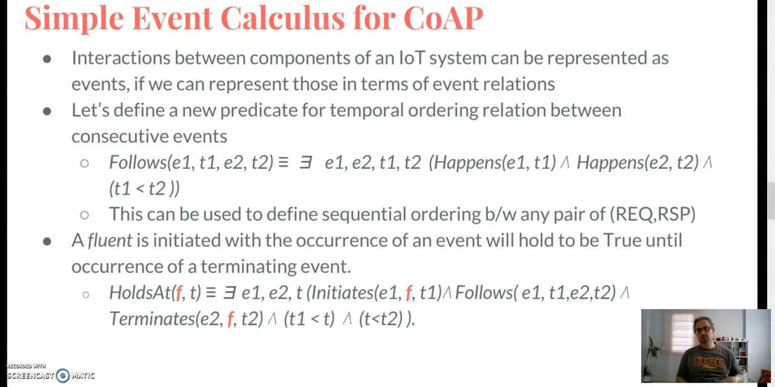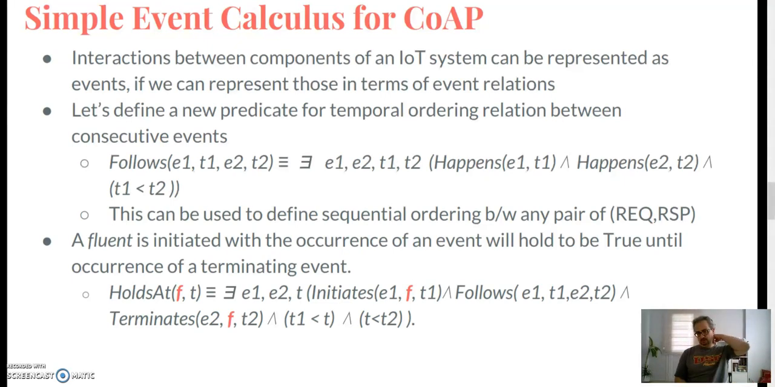Interactions between components of an IoT system can be represented as events if we can represent those in terms of event relations, simple event relations. Let's try to define a new predicate for the temporal ordering relation between consecutive events. The following function, the follows function, represents a simple relation between two consecutive events, E1 and E2. We are using happens predicate functions.